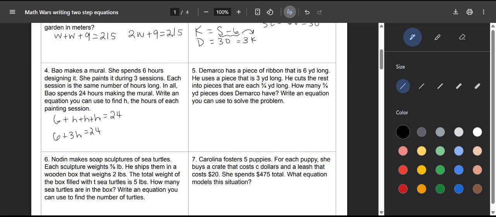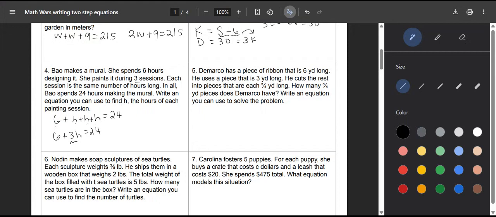All right, so you can see I started off with the equation 6 plus H plus H plus H equals 24, where H was the number of hours in a session. We have 3 H's because there were 3 sessions. So 6 is our designing, and H is each session's hours. I went ahead and combined my like terms to get 3H, and I still added on my 6 because she still had her designing time, and it's equal to 24.